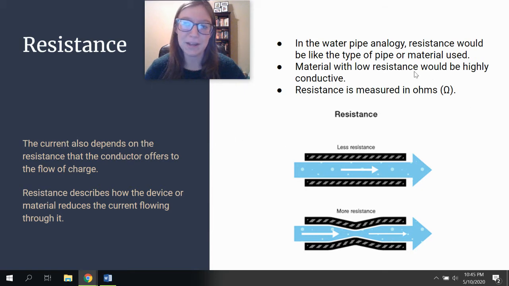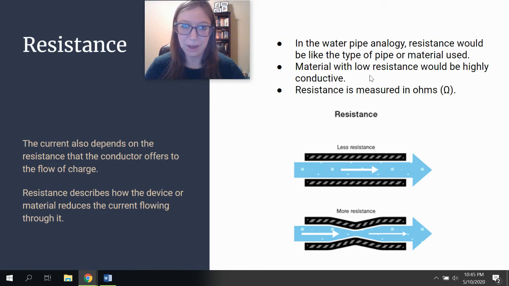In a water pipe analogy, the resistance would be like the type of pipe or material used. Material with really low resistance is highly conductive. So metals have low resistance, high conductivity. Things like plastics, glass, and wood all have higher resistance and aren't very conductive at all. So resistance is usually the thing that takes up the charge or stops the charge from moving as fast as it would like.